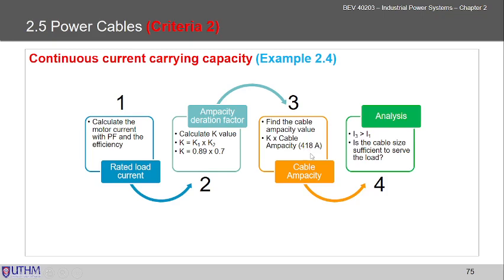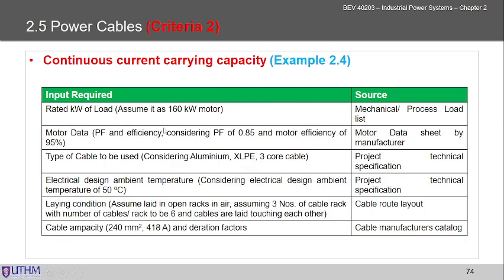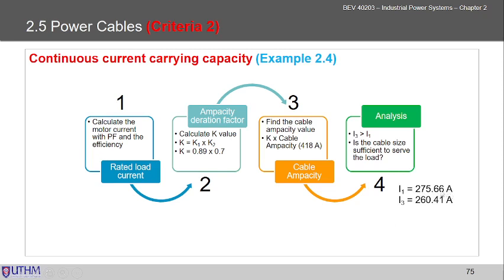Then we can say the cable size here, 418, which refers to 240 mm square, is sufficient to serve this motor load. If it is in reverse, meaning I1 is more than I3, then the cable size should be upsized. Let's check. I1 is 275.66 ampere, obtained from 160 kilowatt divided by root 3 times 415 volts times 0.85 times 0.95. But I3 is the ampacity 418 multiplied with this K value, and we only obtain 260.41 ampere, so I3 is less than I1.